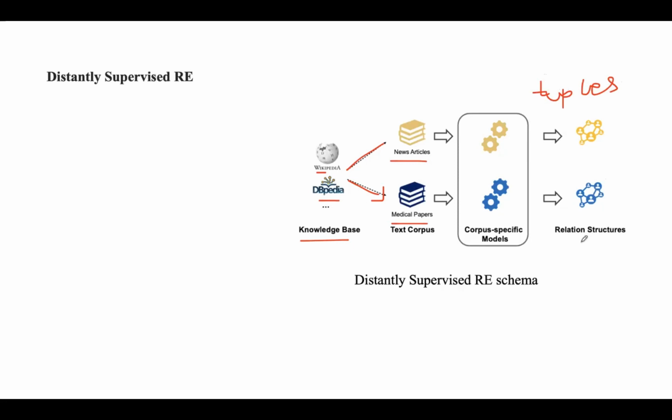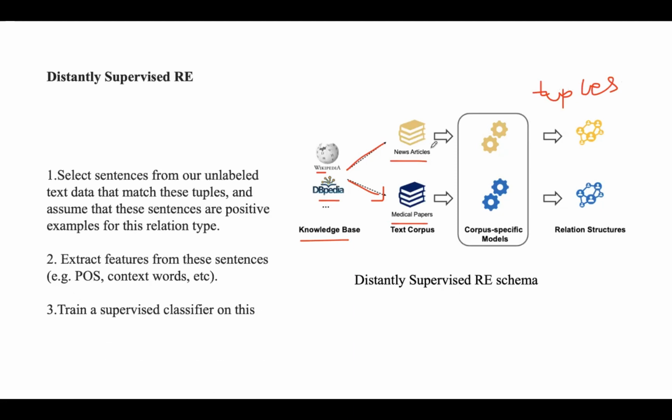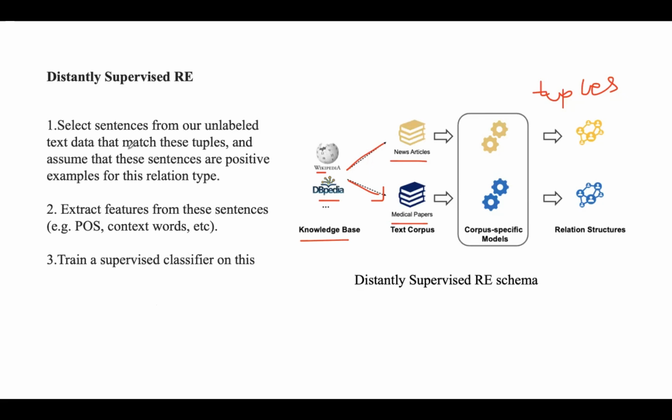So relation structures are nothing but seed tuples only. So this relation structure is a kind of tuple. And now the process is to select sentences from our unlabeled text data that match these tuples. We already generated tuples. Now you need to take the unlabeled text data and select only the sentences which match the tuples we generated, and assume that all these sentences are positive examples of this relation type.